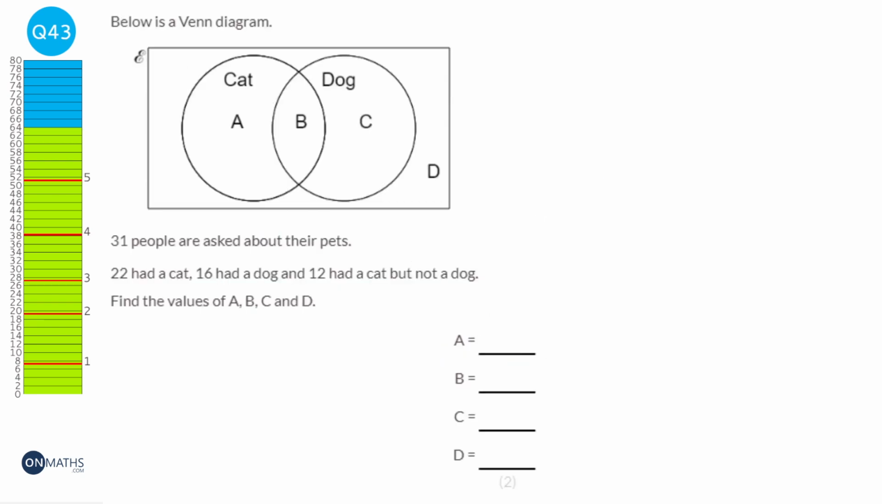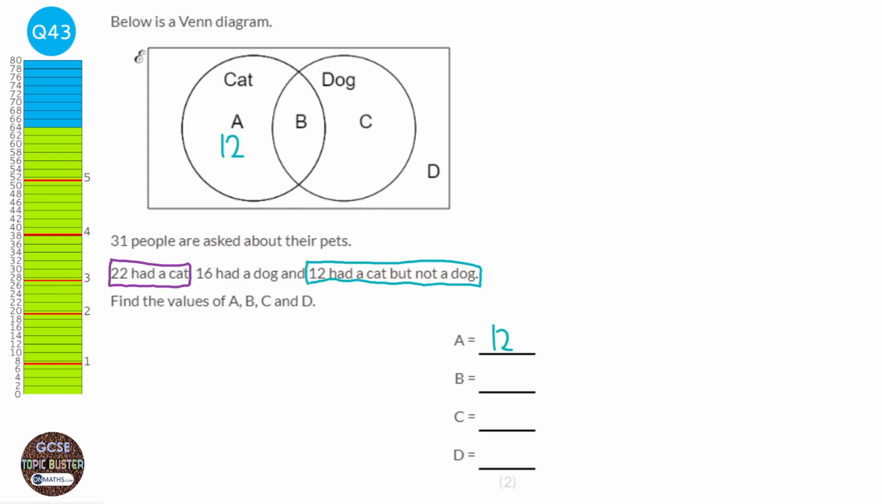The first thing that we can actually work out for this Venn diagram is this part here. So it says 12 had a cat but not a dog. So the cat but not a dog is showed with this A here. So if 12 had a cat but not a dog, and in total 22 had a cat, we're going to do 22 take away 12, which is 10. So 10 had a cat and a dog. If 16 had a dog, and 10 also had a cat, that means that 6 had a dog.